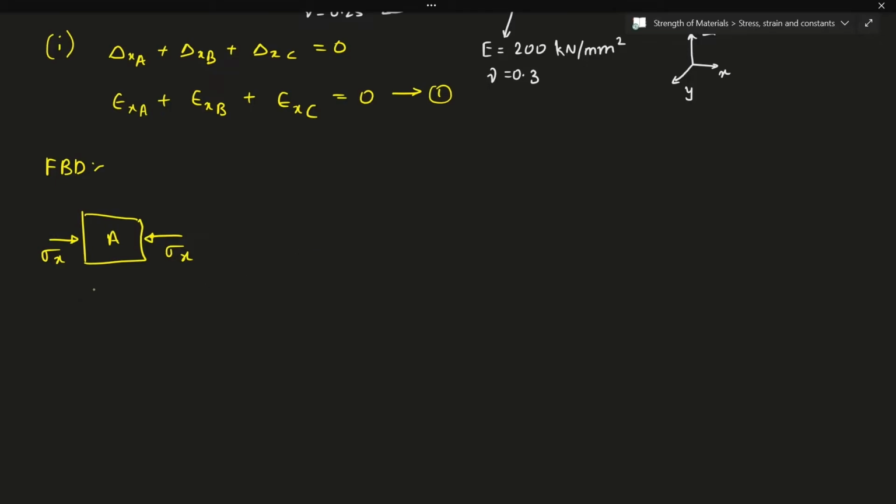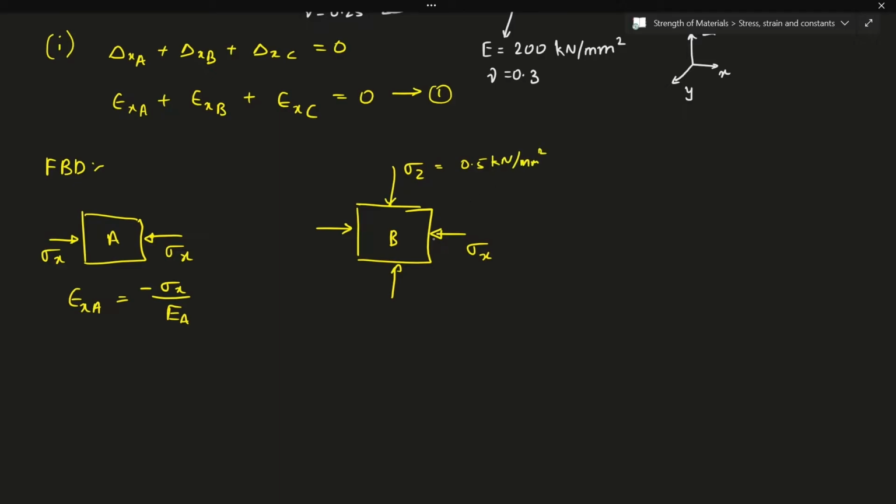Right, so what about the strain equation for this? The strain equation for this is again nothing but minus sigma x divided by EA. Now for body B, again I will have compressive load for this, and also in the z direction I have the compressive load. So this is sigma z and this is sigma x. Sigma z is given by 0.5 kilonewton per mm square.